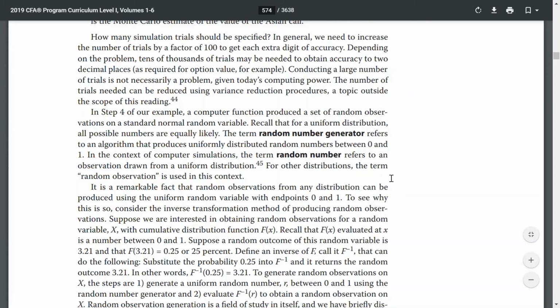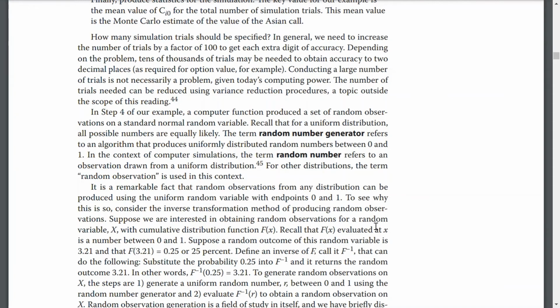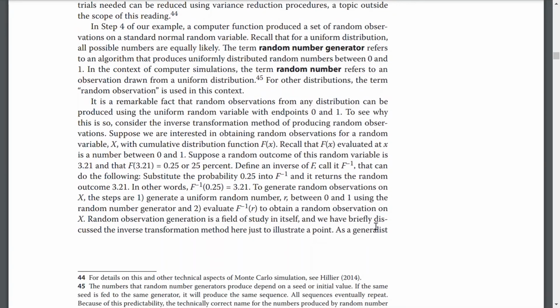It is a remarkable fact that random observations from a distribution can be produced using the uniform random variable with endpoints 0 and 1. To see why this is so, consider the inverse transformation method of producing random observations. Suppose we are interested in obtaining random observations for a random variable X with cumulative distribution function F of x. Recall that F of x evaluated at x is a number between 0 and 1. Suppose a random outcome of this random variable is 3.21 and F of 3.21 equals 25%.